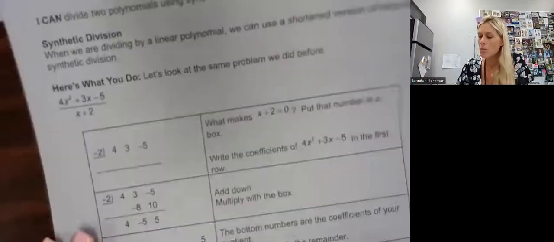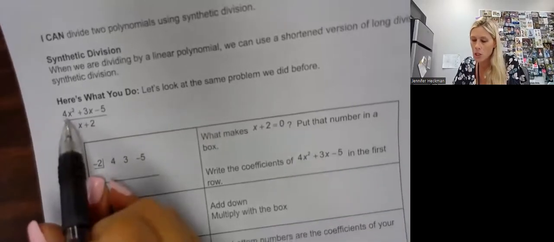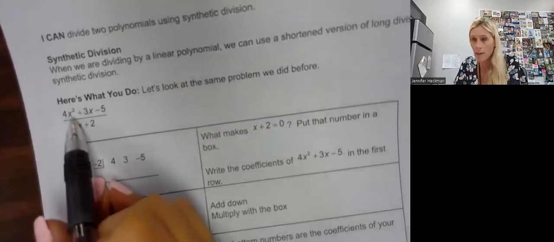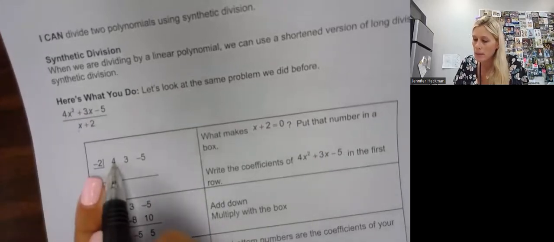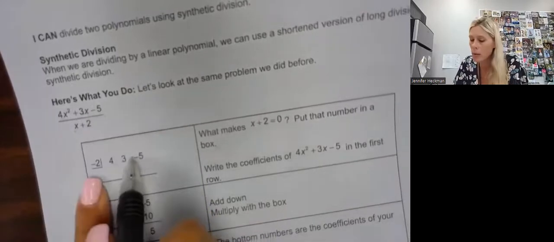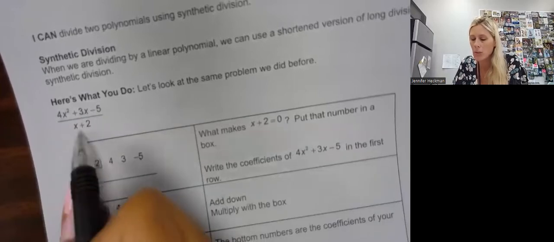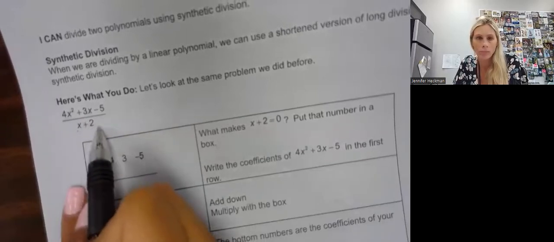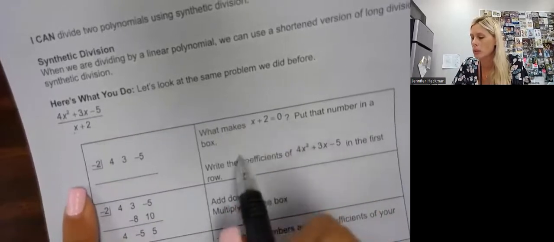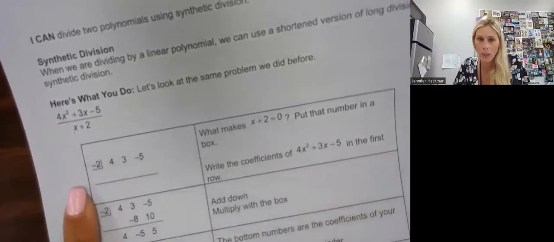Okay, so with synthetic, what we're going to do is we take each of the coefficients, or the term in front of the variable, right? And we put them down. So 4, 3, and -5. Don't forget to do the sign with it. Okay. Now on the outside here, what we're going to do is find what makes that 0. So that's why on the side here it says x plus 2 equals 0, and we solve, which of course is -2. And that's what we put in the box. Okay.